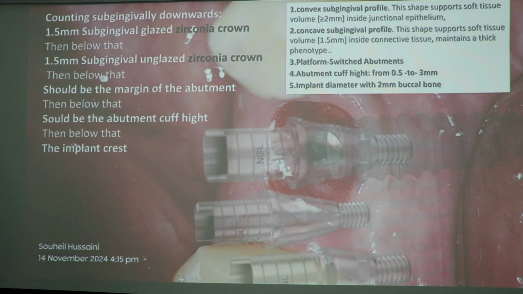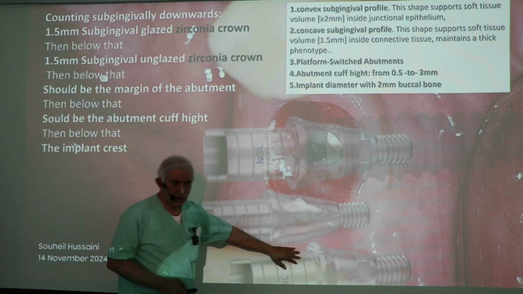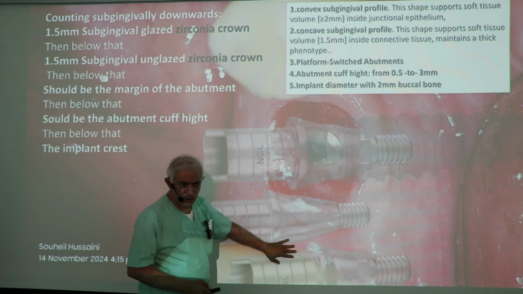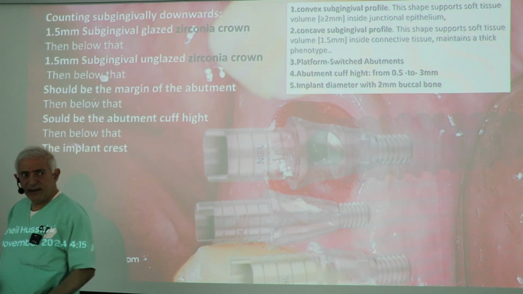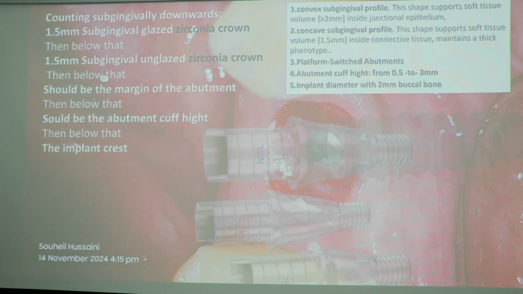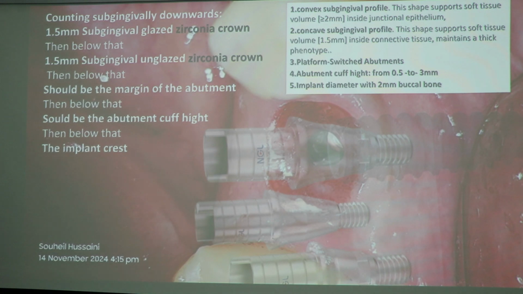Alright, so now I'm showing you different cuff heights. Same implant. Now you can decide what abutment I should not use, what abutment I should use, cuff height wise. Based on this, it's easier for you to decide what cuff height to use, and where the zirconia will start, how it will start, and which one is glazed, which one is unglazed. Is it easier now to understand?